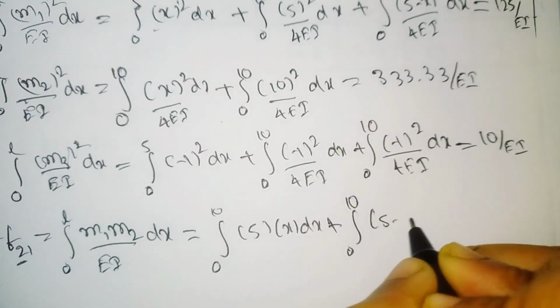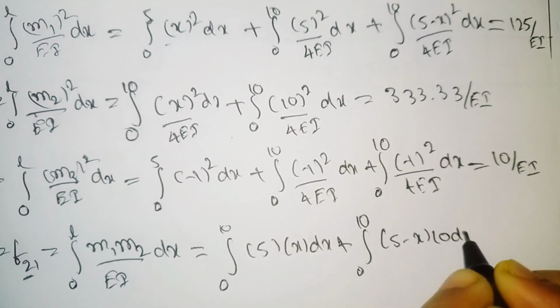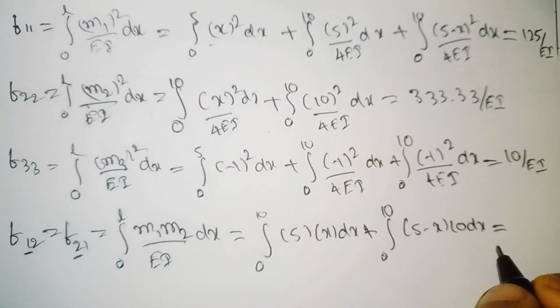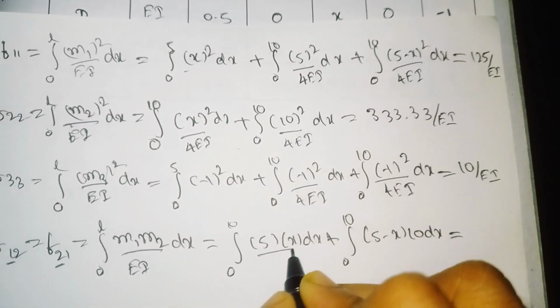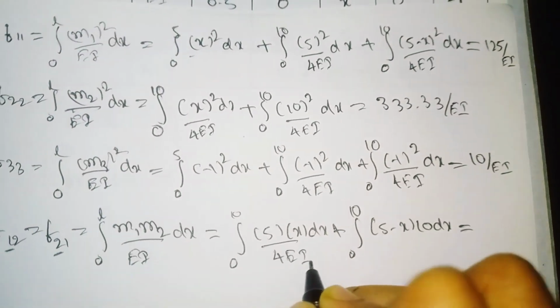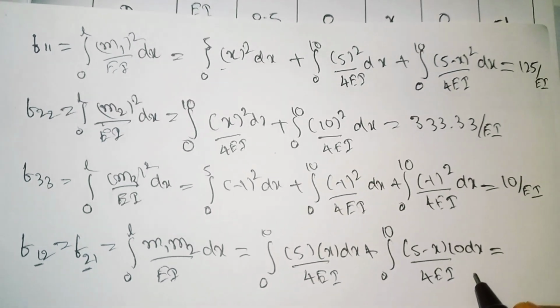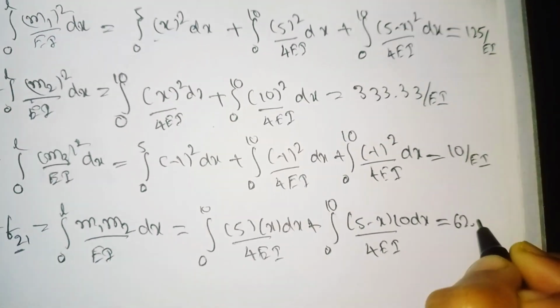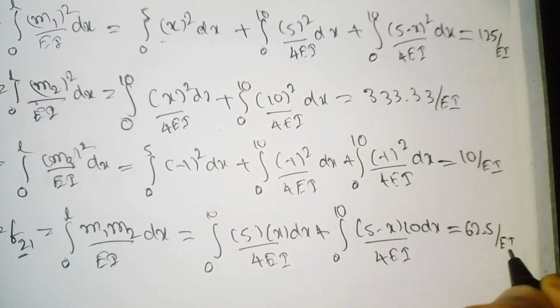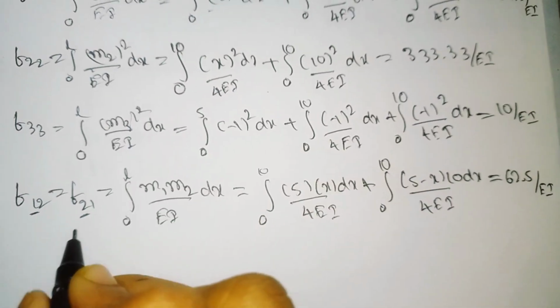5 minus x into 10 into dx. So if you do, it will come out as, put EI value as 4 EI, here also 4 EI. Now solve it, it will come out as 62.5 divided by EI for f12 and f21.